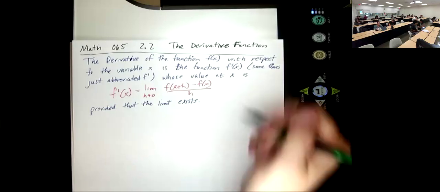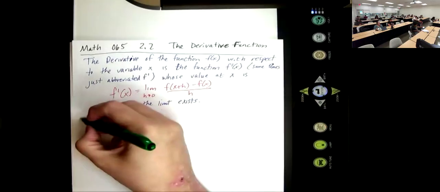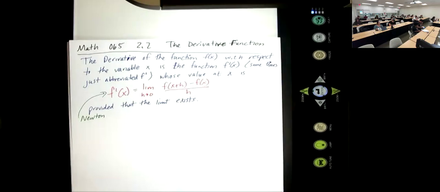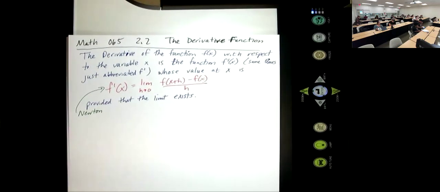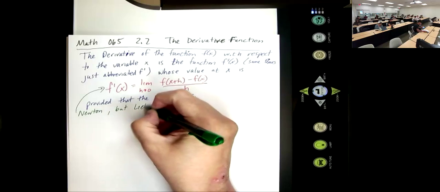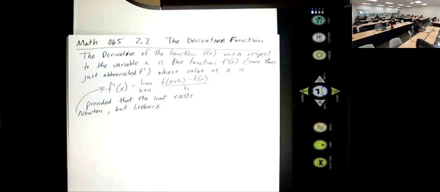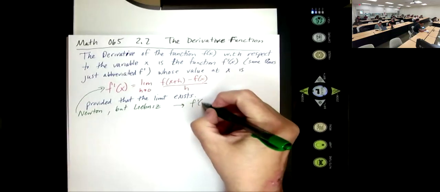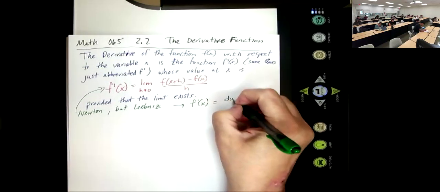There are other ways you will see this. This was, I believe, a Newton thing, Isaac Newton. But someone else invented calculus at the same time in a different part of the world, and they didn't have internet. But Leibniz did calculus at the same time. I think that's how you spell his name. And his f prime of x is dy dx.